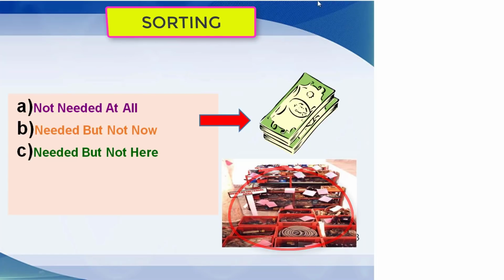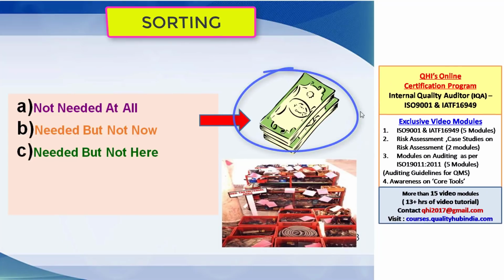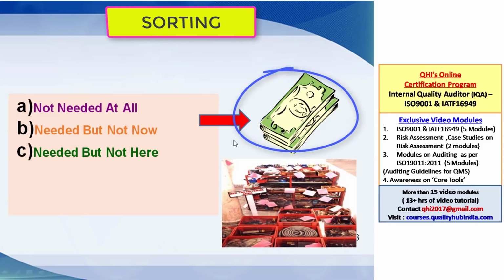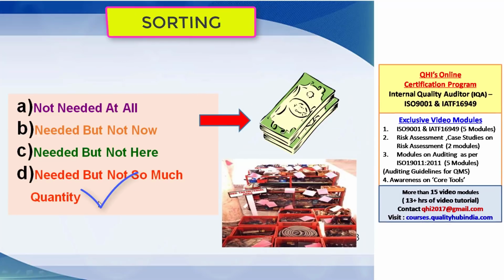Friends, I've seen that in many organizations, while launching 5S and working on 1S, they identify many materials which may not be needed for the organization at all, and after selling them, they make good cash out of that. And the fourth aspect is needed but not so much quantity.